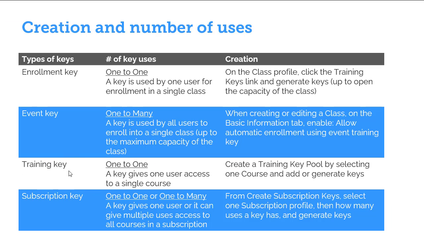The training key for course assignments is a one-to-one relationship as well. A key gives one user access to a single course as a course assignment, and the training key pool is how we create these and then generate keys.